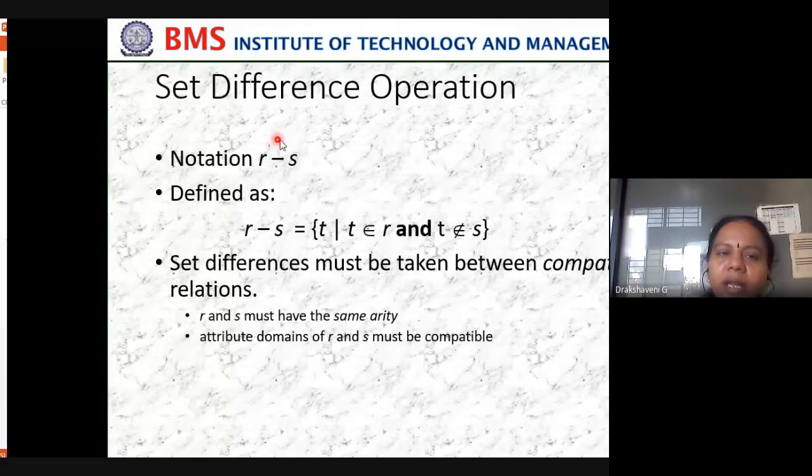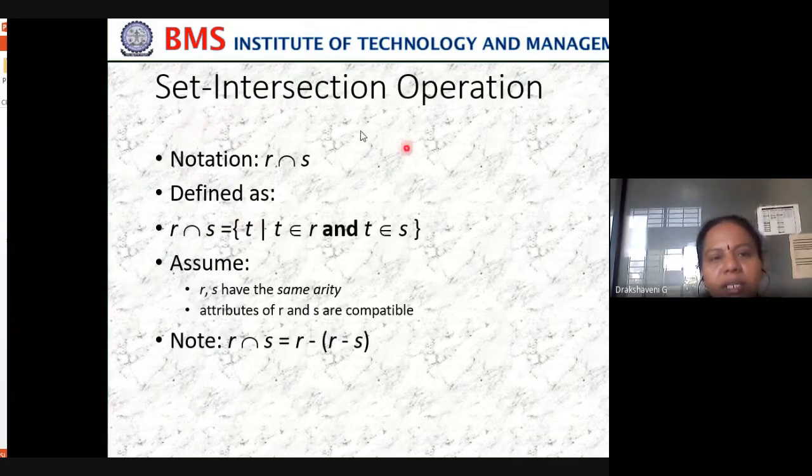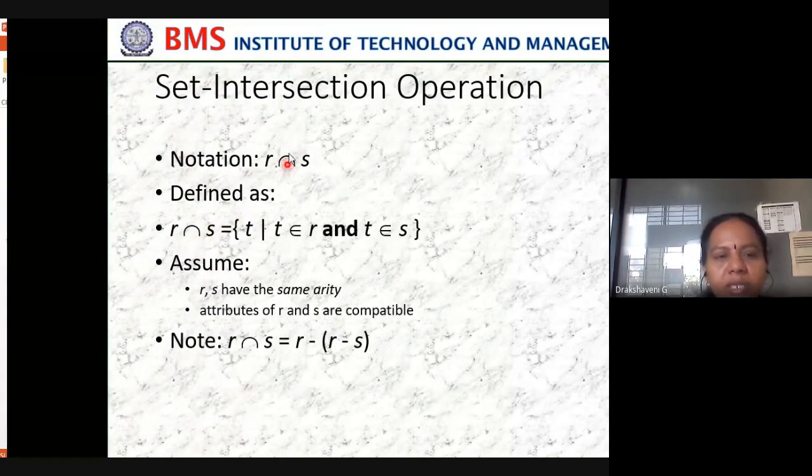How do we represent that? R minus S: tuples t such that t belongs to R and t does not belong to S. So this is what is called the set difference operation, with the notation R minus S. Then what is intersection? We represent it like this.